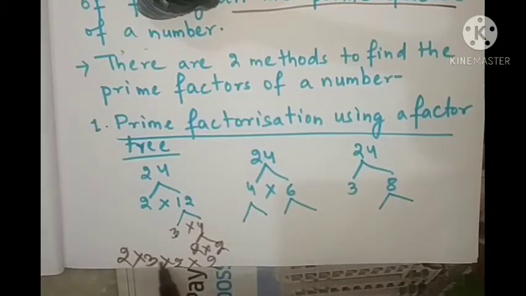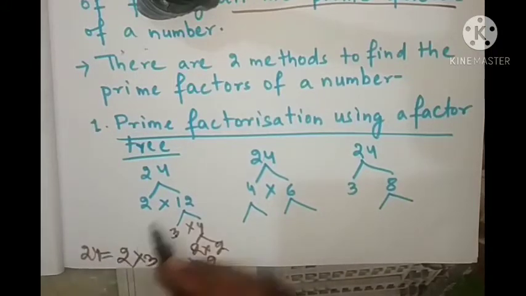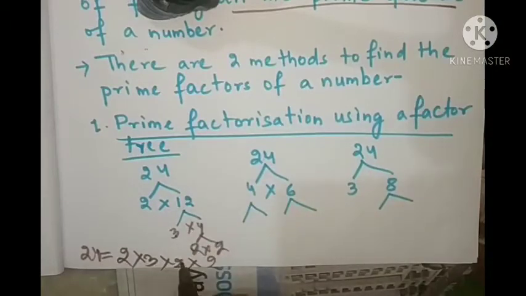2 3s are 6, 6 2s are 12, 12 2s are 24. So all the prime factors are here. By the tree we got 2, 3, 2, 2.